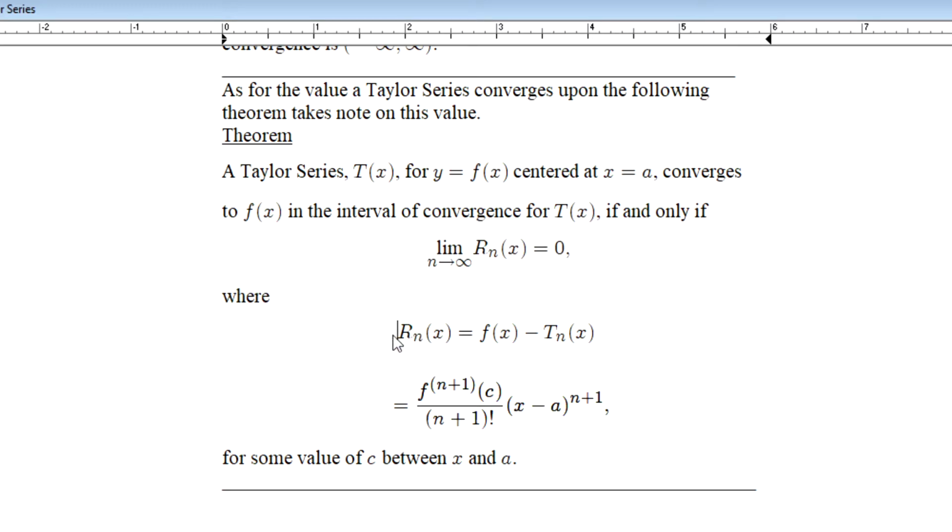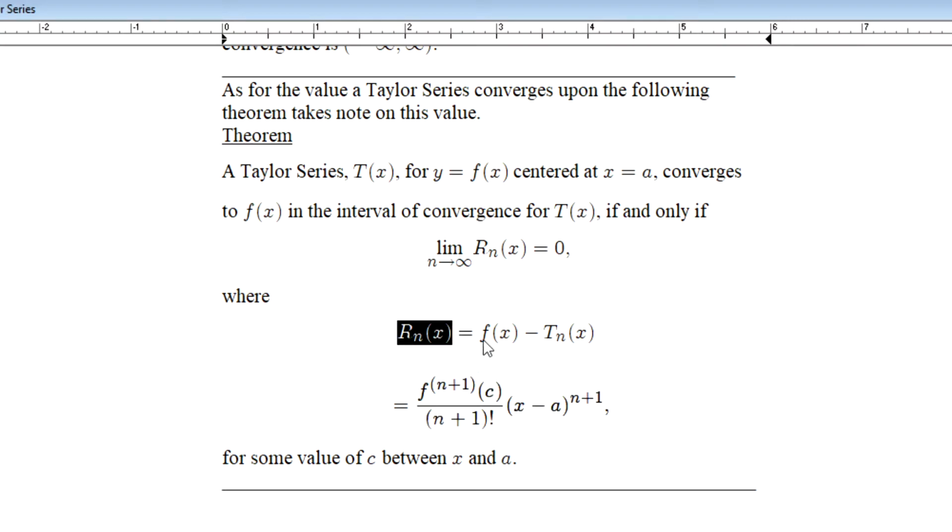As for how we're going to calculate R sub n of x, this was actually given back in what's called Taylor's theorem in 11.1. I didn't spend a lot of time on Taylor's theorem because we come back to it here. R sub n of x can actually be approximated this way.